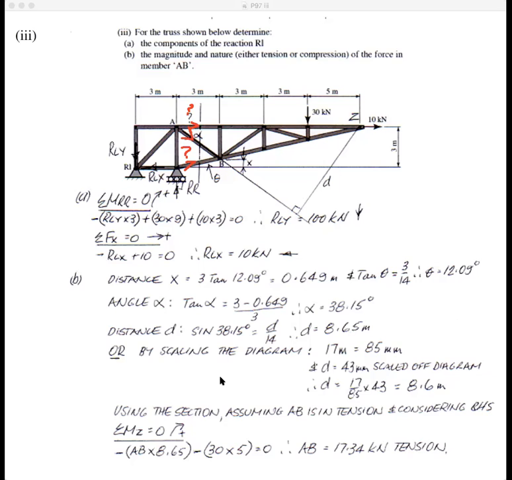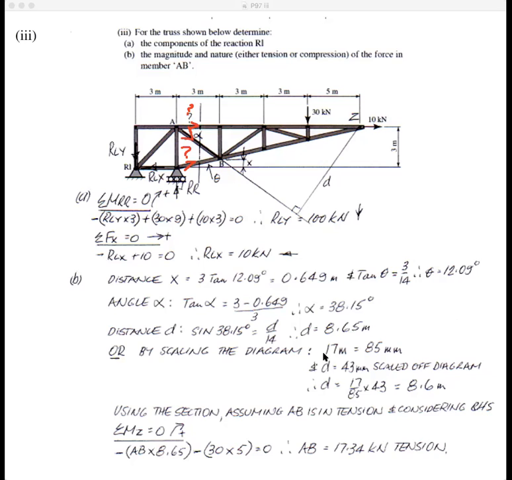Let's do it by scaling. Remember, all of your drawings in the HSC will be scaled unless they say it isn't. Now, that happened a year or two ago, and people opposed that, so I don't think that will happen again. I think every drawing that you'll have in your HSC will be scaled. So this is how you do it.